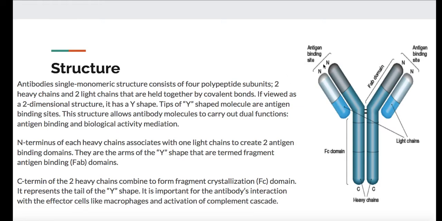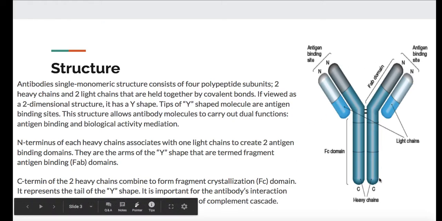And these are the antigen binding sites, which are the arms, and these are the Fc domains, which is the tail.